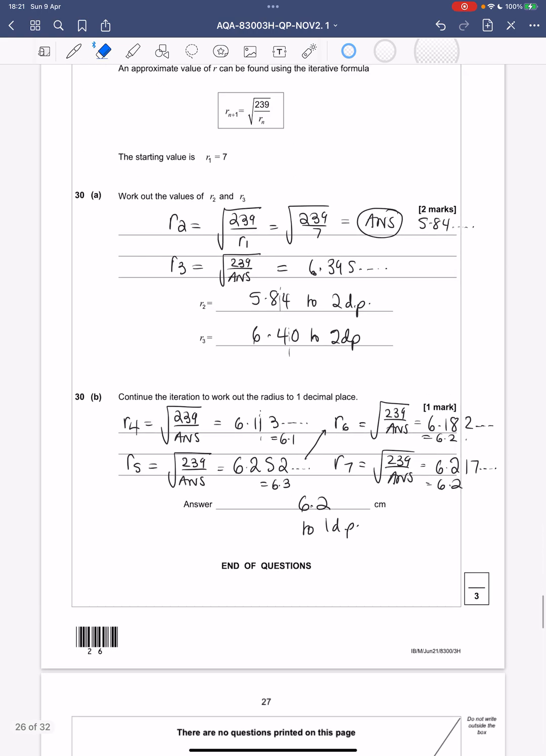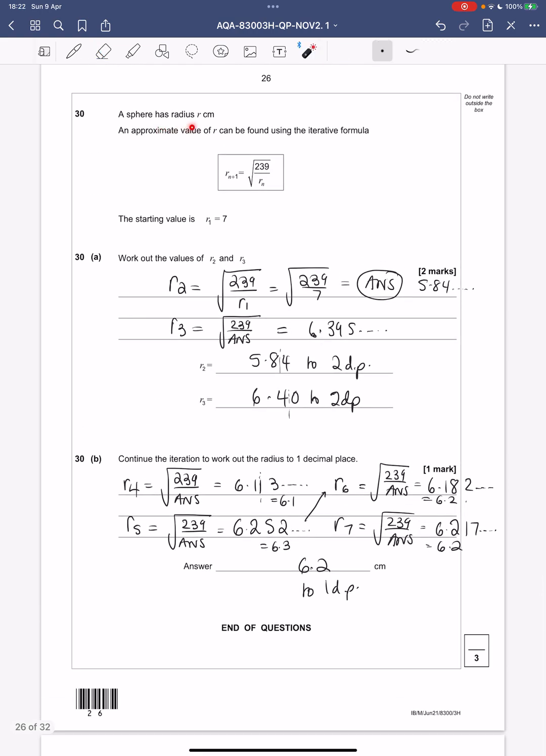And then the final one: a sphere has radius r. An approximate value of r can be found using the iterative formula r subscript n plus 1 equals the square root of 239 divided by r subscript n. We start with r1 is 7. So r2 is the square root of 239 divided by r1. The number there was always 1 less than the number there. So it's 239 divided by 7, which is 5.84 on your calculator, and use it as the answer.